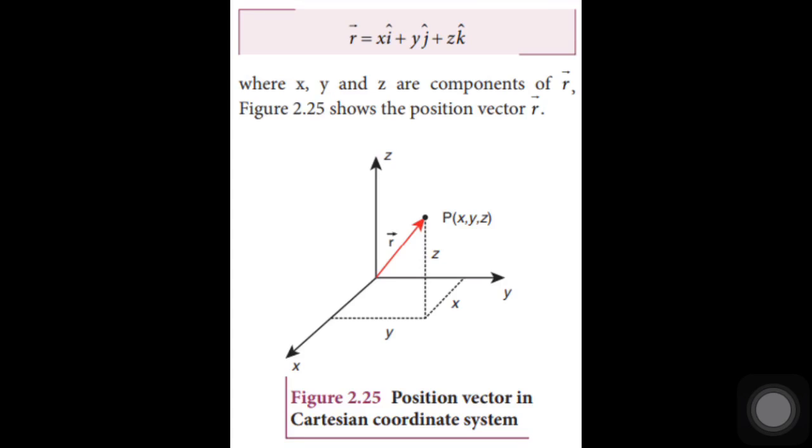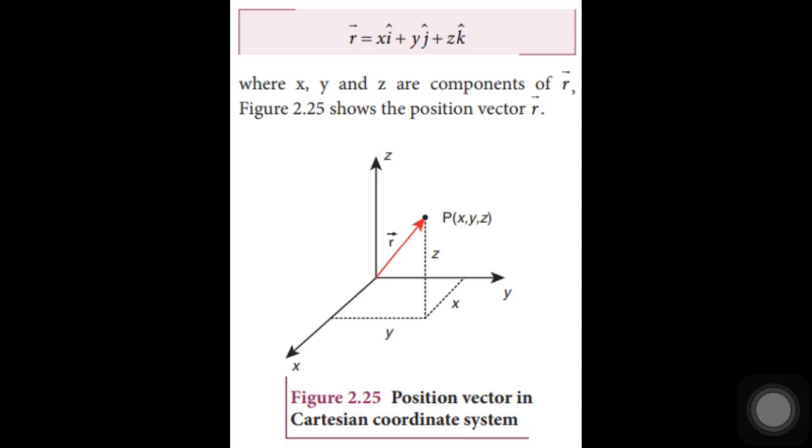And if x, y and z are the coordinates of that point, this position vector can be written in component form as xi + yj + zk. We normally represent the position vector using small r. Suppose there are two points. The position vector of the first point can be taken as r1 and the position vector of the second point can be taken as r2, like that.